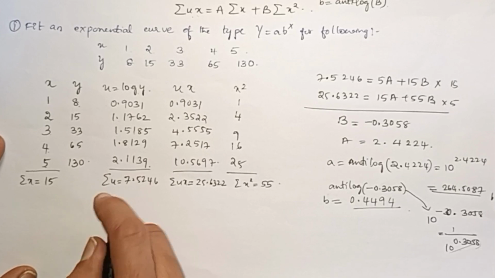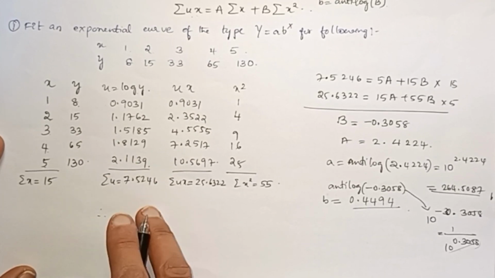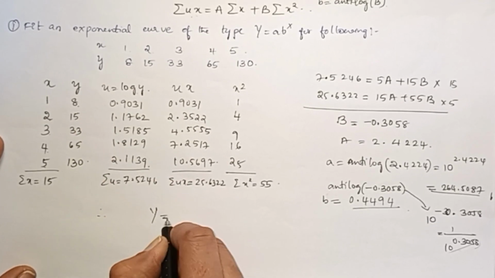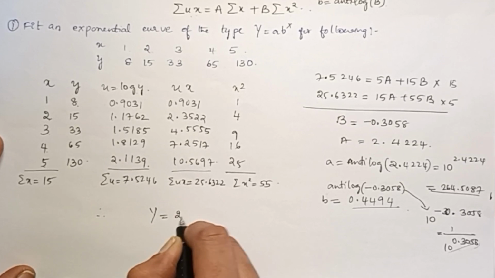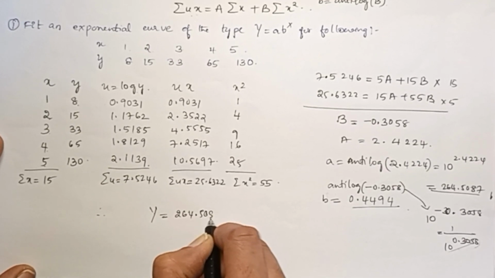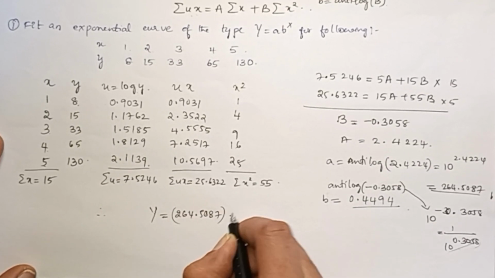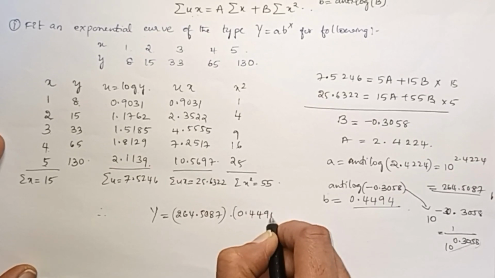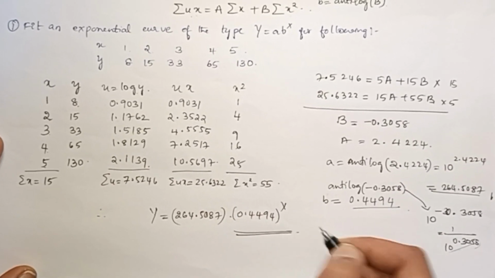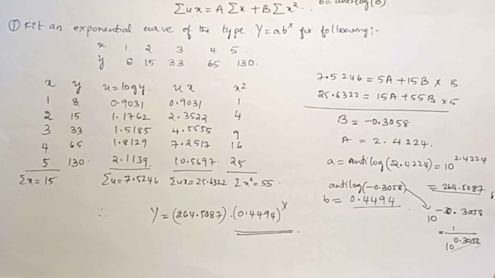Therefore, the exponential curve of best fit for the given data is y equal to a, which is 264.5087, into b, which is 0.4494, to the power x. This is the required exponential curve.